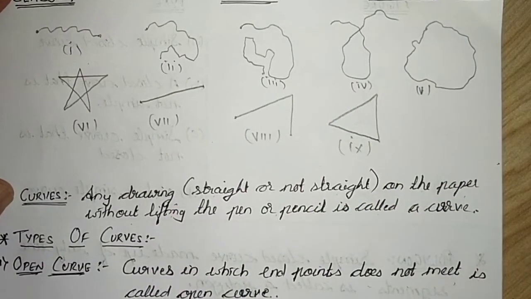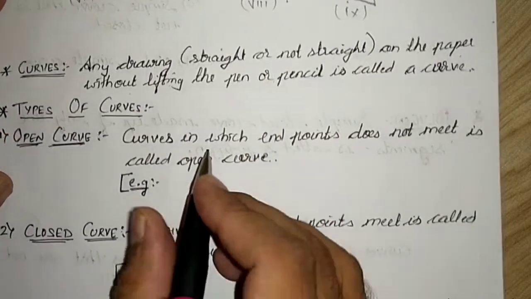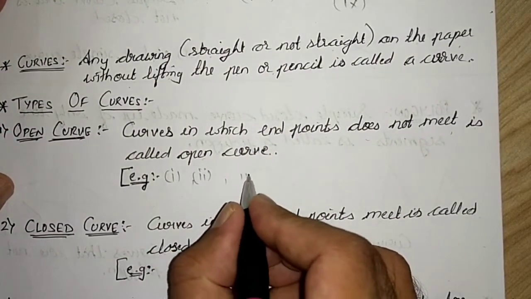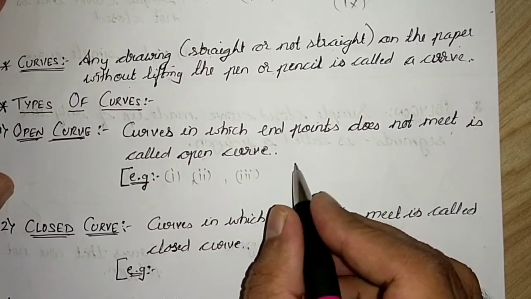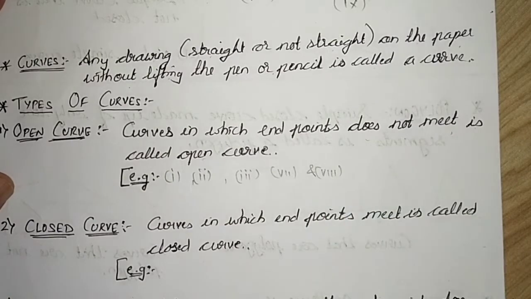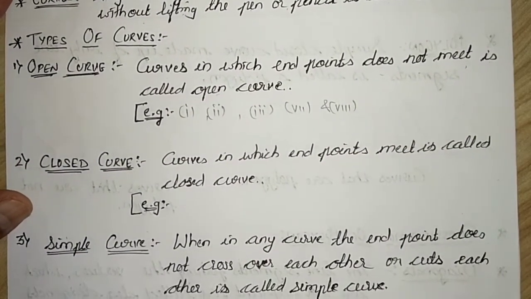So examples of open curves are figure number 1, 2, 3, 7 and 8. Hope you have understood this definition of an open curve.